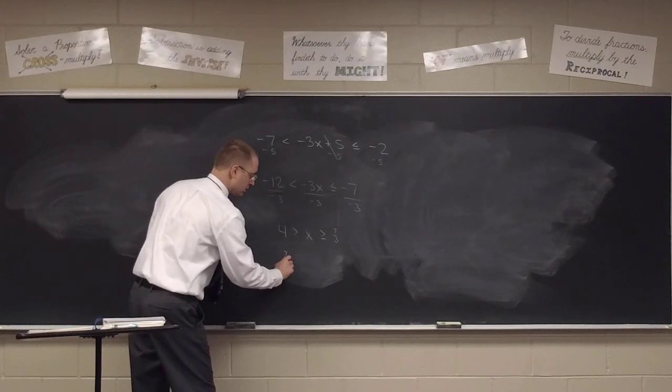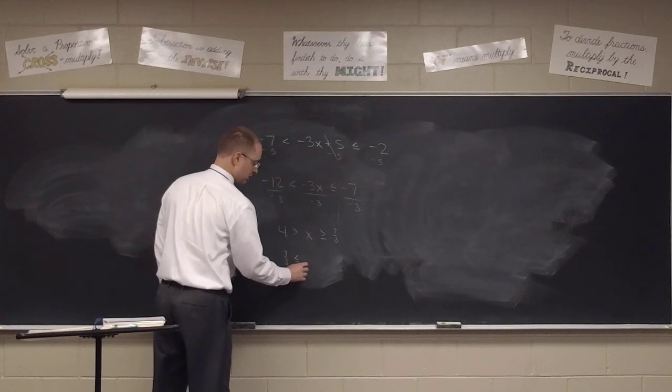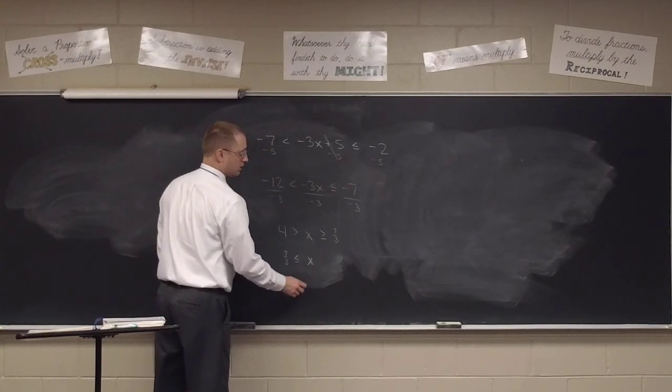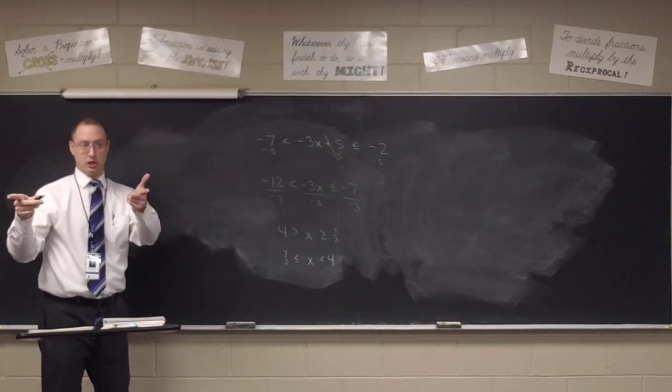7 over 30 is less than or equal to x is less than 4. Perfect. Make sense now? You can go on that one.